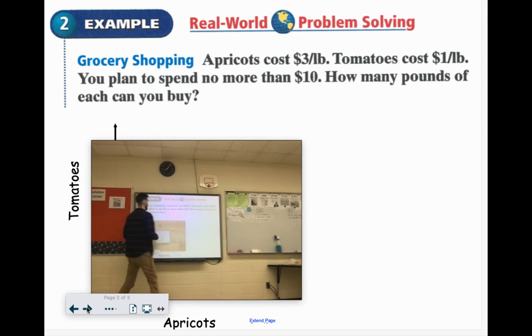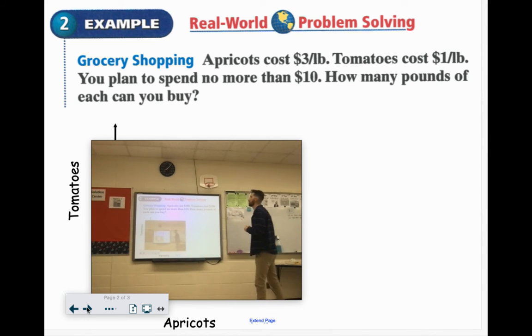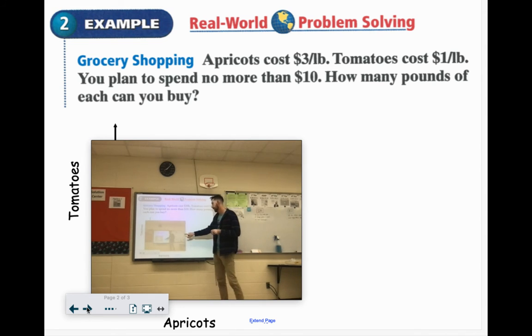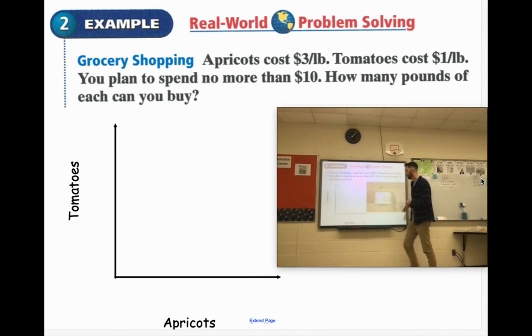Word problem, fun. Apricots cost $3 a pound. Tomatoes cost $1 per pound. You plan to spend no more than $10. How many pounds of each can you buy? So I set the labels here. You could really set them however you'd like, but I have apricots as the x's and tomatoes as the y's.